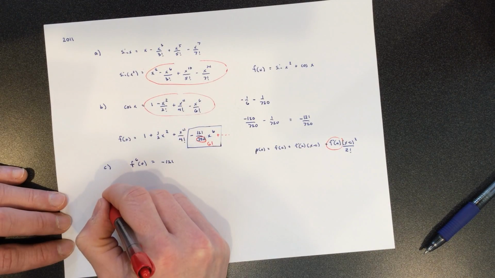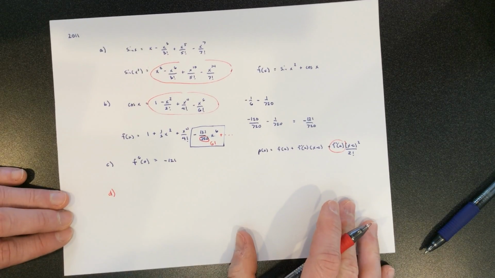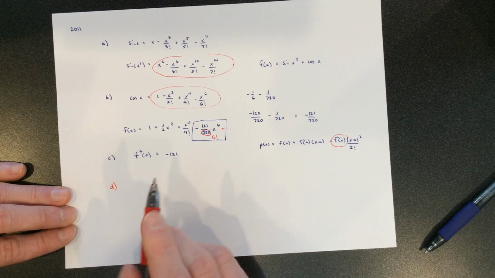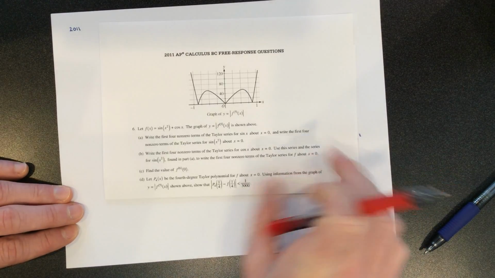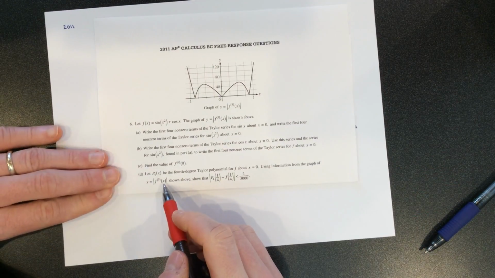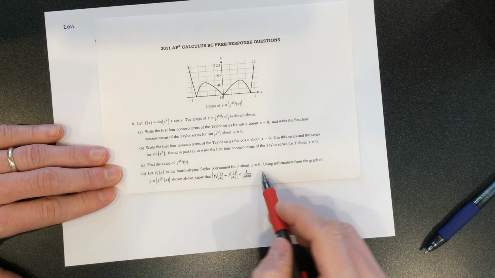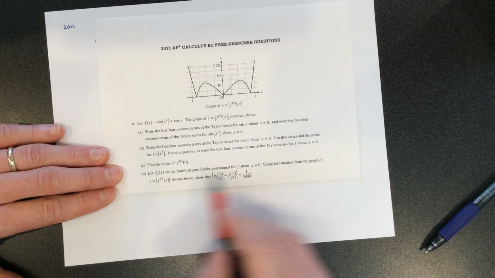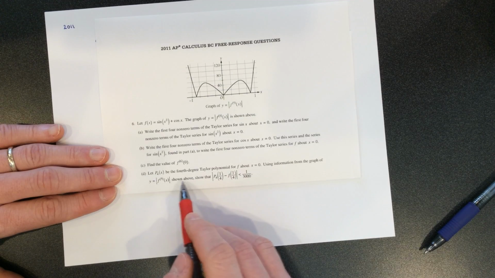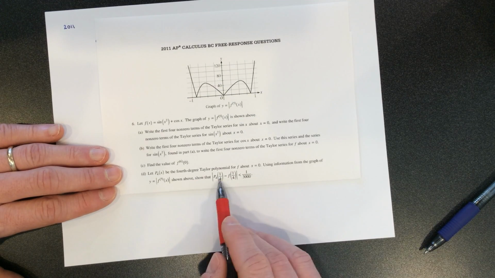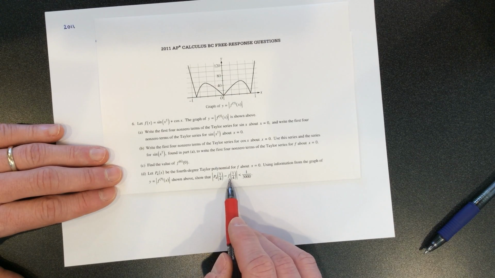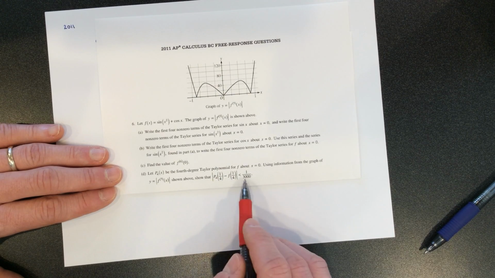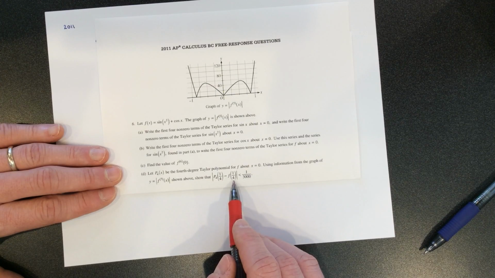Part D, I really don't like this part. This is my least favorite question out of everything we do here. It says, let P be the fourth degree Taylor polynomial for f about x equals 0. Using information from the graph of the fifth derivative shown above, show that the error, that's what that says, right? That's the fourth degree polynomial versus the actual function at 1/4, is less than 1 over 3,000.